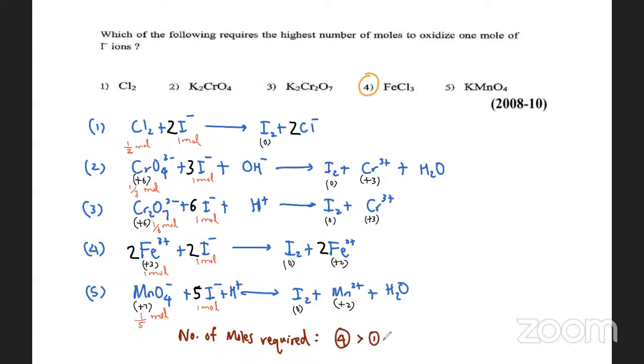After 4, the next will be 1, because it's half, 1/2. When the denominator is smaller, the fraction is higher. After that, it will be the second one. After that, the fifth one, because 1/5. And after that, the third one. In case in future they ask you to arrange them in this order by the number of moles required, that's how it's going to be.